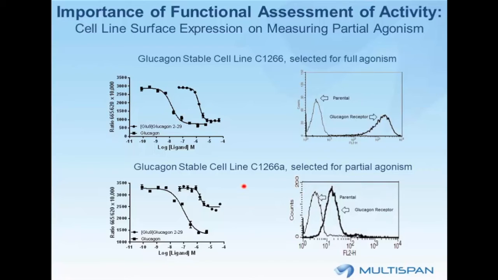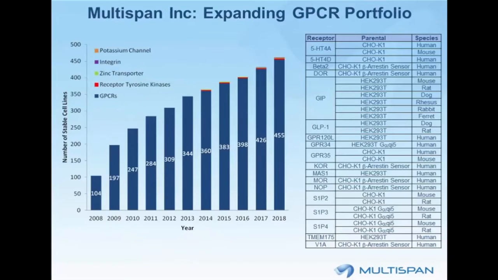But this cell line, which is a different clone, was selected for the partial agonism. And again, you see a lower expression level, and then you see partial agonist activity with the partial agonist. Over the years, we've developed a lot of GPCRs. So we now have, getting above 450, heading toward 500, different receptor-expressing cells.